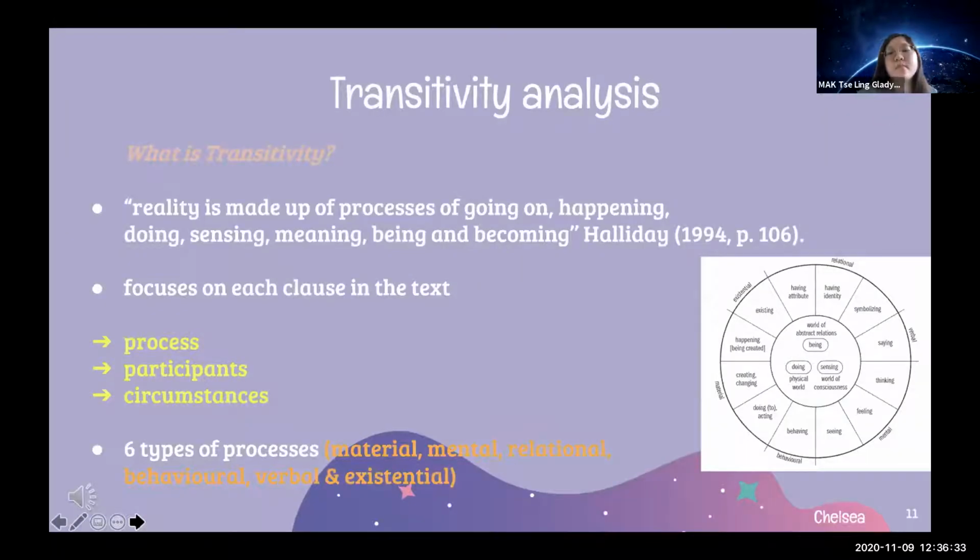Now, I would like to talk about the transitivity pattern of the abstract. To start with, let me give a brief introduction of what transitivity is. According to Halliday, reality is made up of processes of going on, happening, doing, sensing, meaning, being, and becoming. Each situation type is made up of three components: the process itself, participants in the process, and the circumstance associated with the process. The transitivity system is composed of 6 processes. They are material, mental, relational, behavioral, verbal, and existential processes.